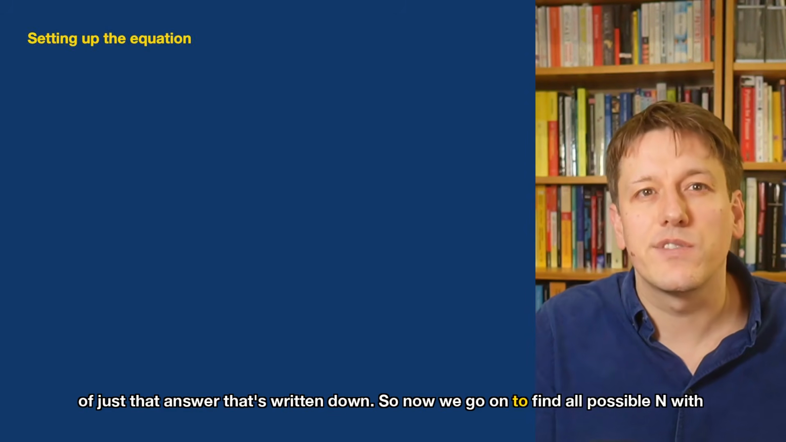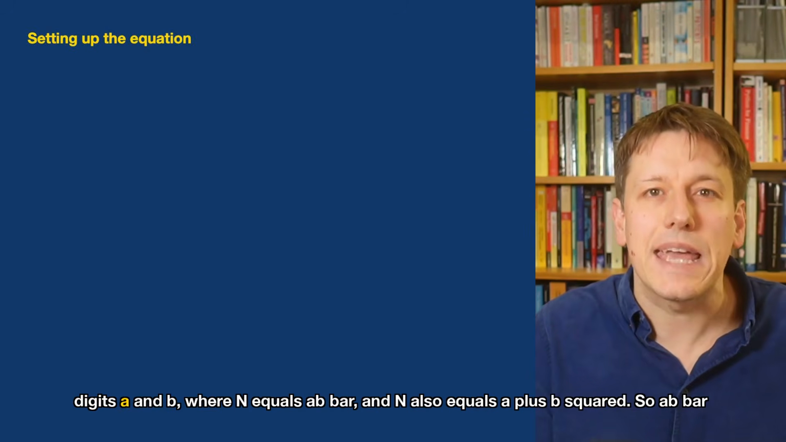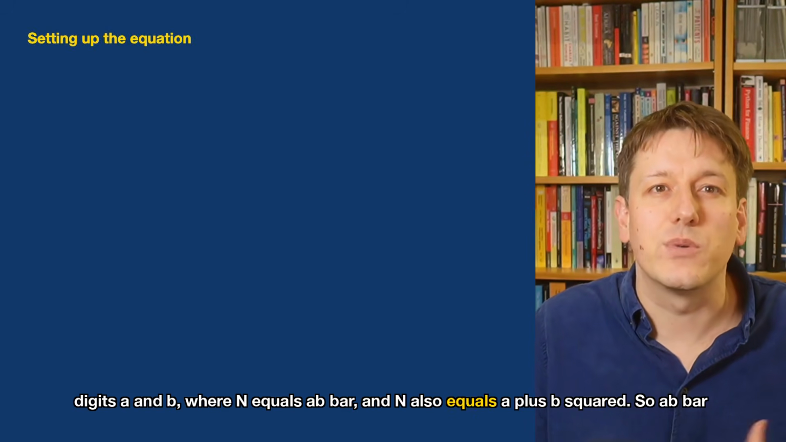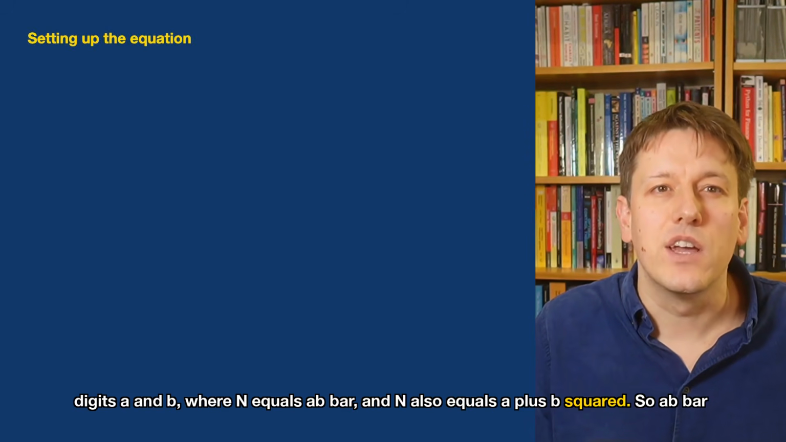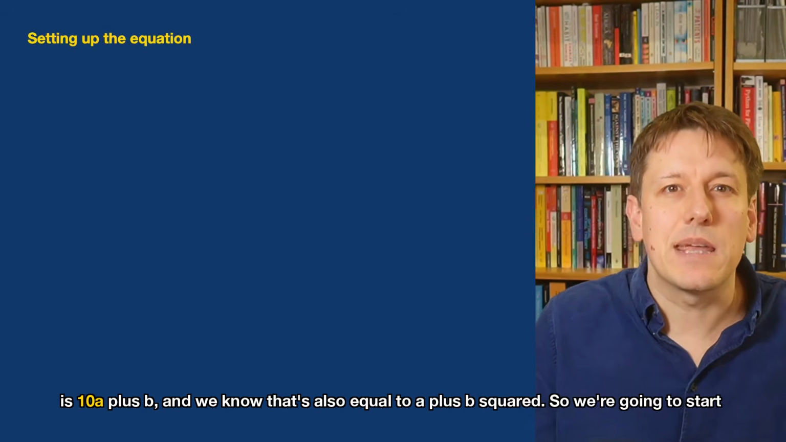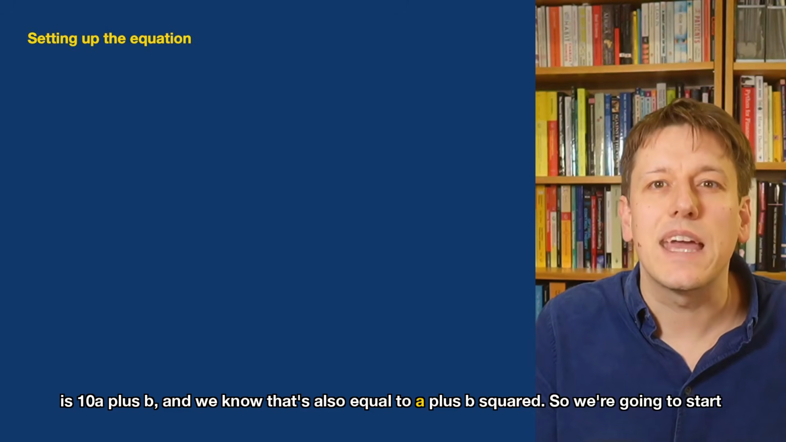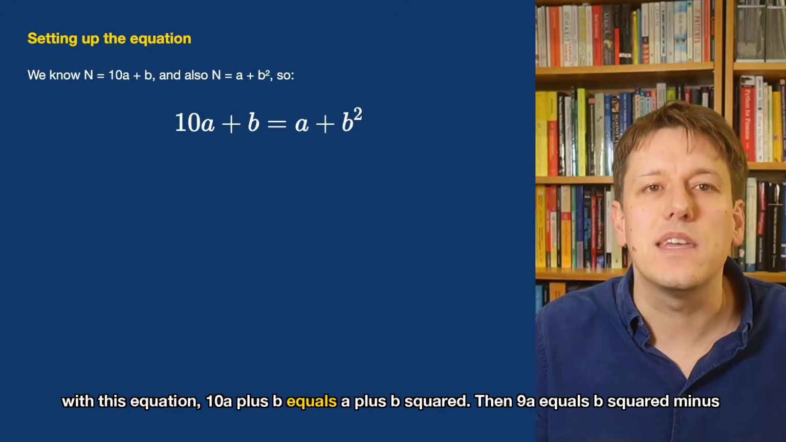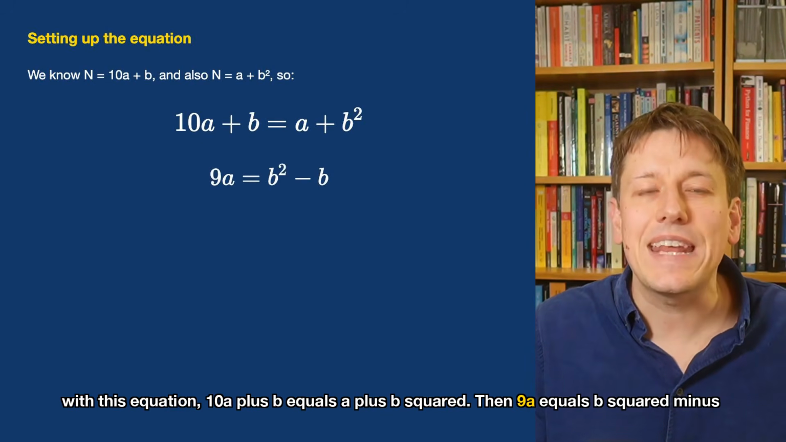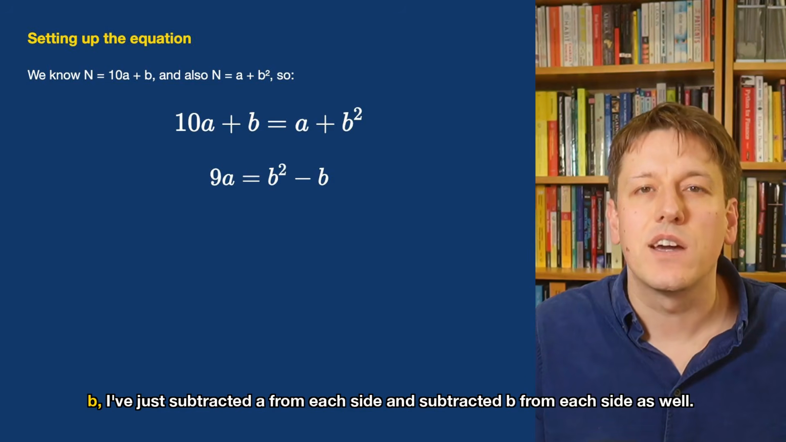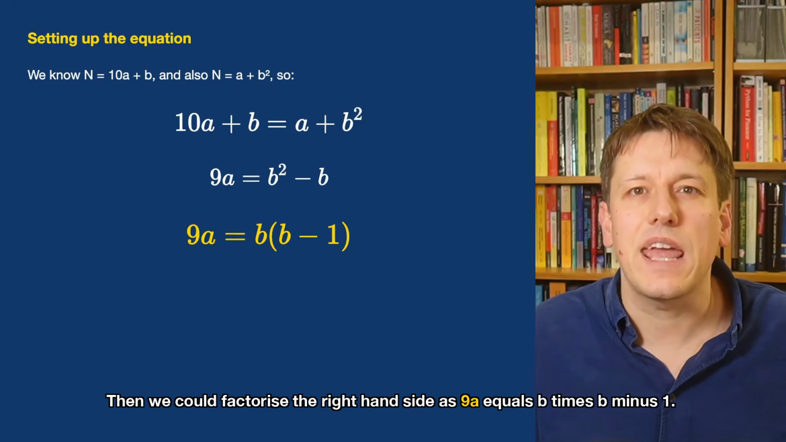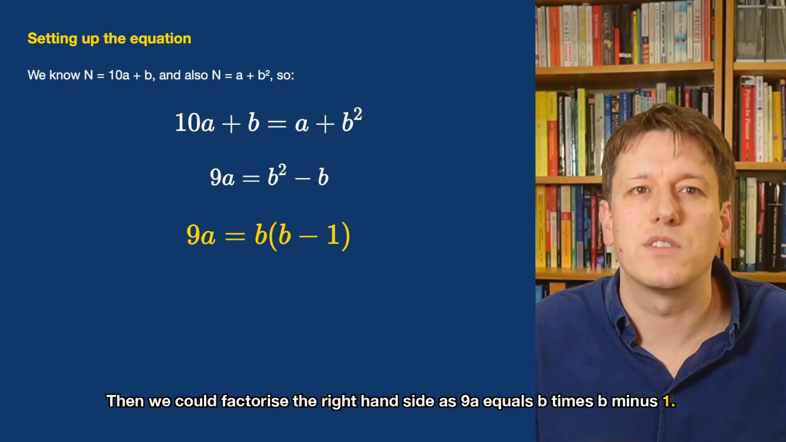So now we go on to find all possible n with digits a and b, where n equals AB bar and n also equals (a plus b) squared. So AB bar is 10a plus b, and we know that's also equal to (a plus b) squared. So we're going to start with this equation, 10a plus b equals (a plus b) squared. Then 9a equals b squared minus b. I've just subtracted a from each side and subtracted b from each side as well. Then we can factorise the right-hand side: 9a equals b times (b minus 1).